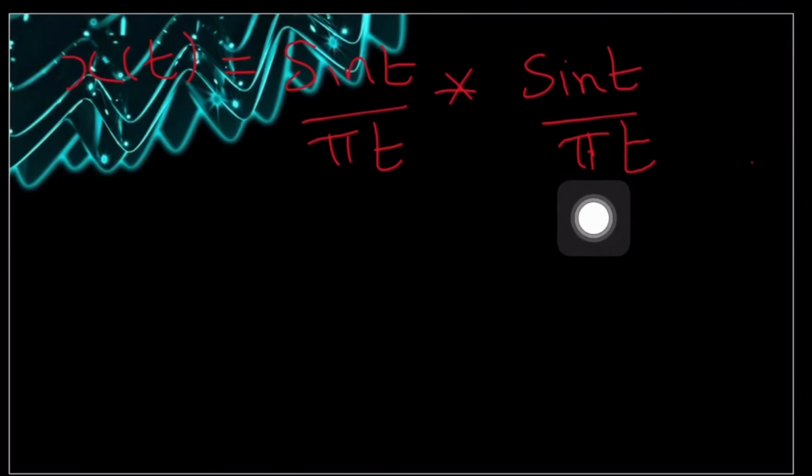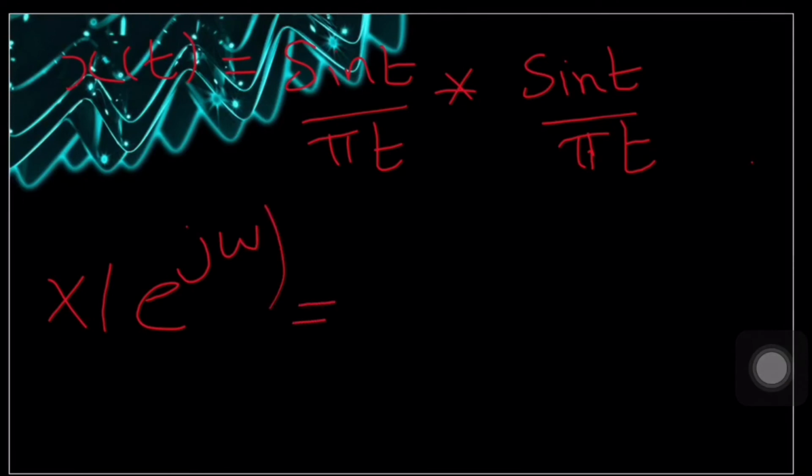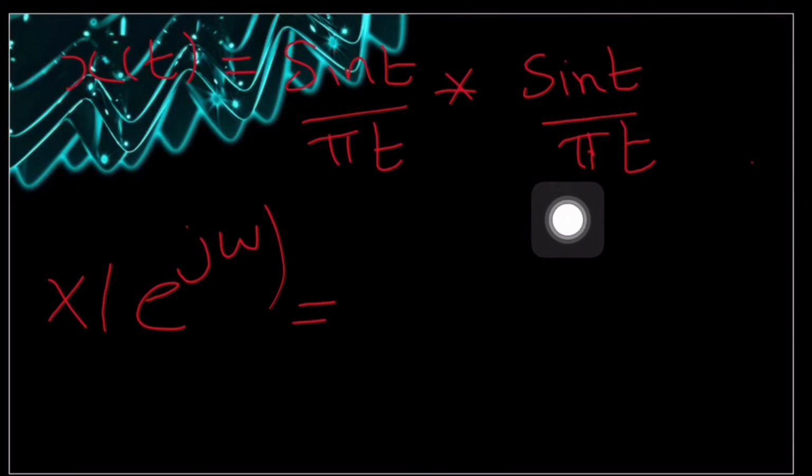Now we are going to take Fourier transform on both sides of this equation. Fourier transform of x of t is represented as x of e raised to j omega, that is equal to, what is Fourier transform of sin t by pi t? We already calculated it as rectangular omega by 2. But how can we find out Fourier transform of sin t by pi t convolution sin t by pi t? Any idea? For determining the Fourier transform of this term, we are going to use a fact that convolution in time domain is equivalent to multiplication in frequency domain.